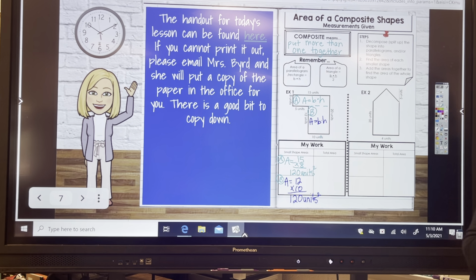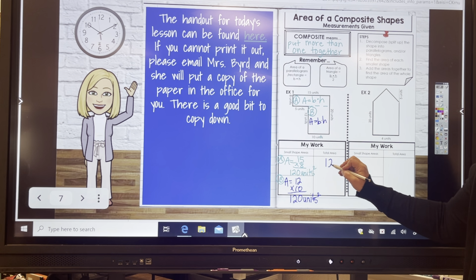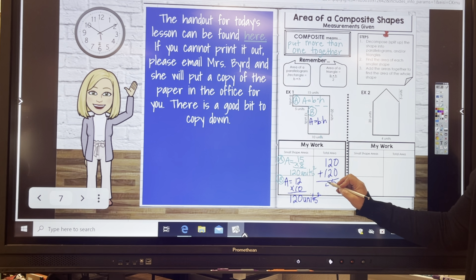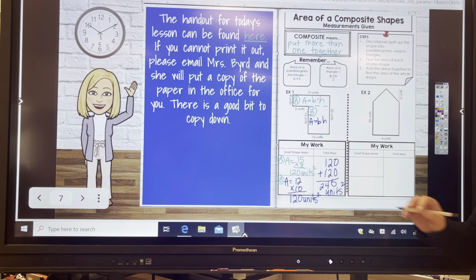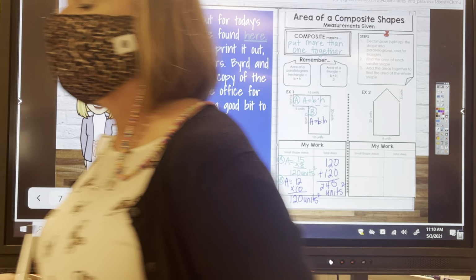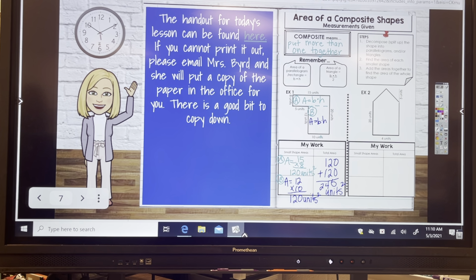So what are we going to do to find the total? Add them. We have 120 plus 120 is what? Units squared. All we're doing is breaking it apart and putting it back together again. It's like Humpty Dumpty, but we can put this back together, okay?